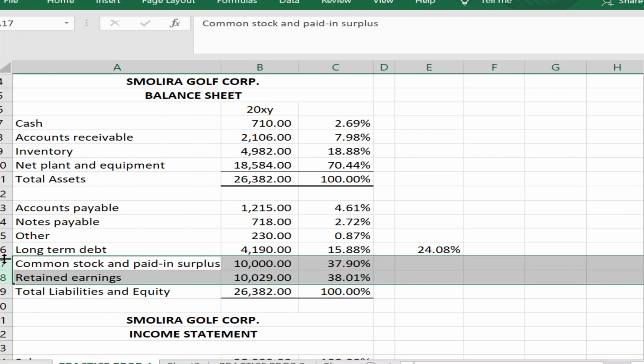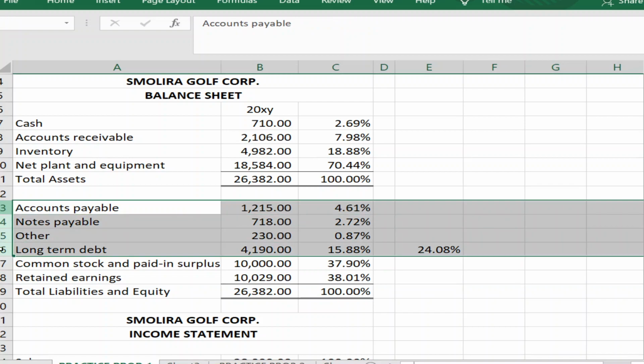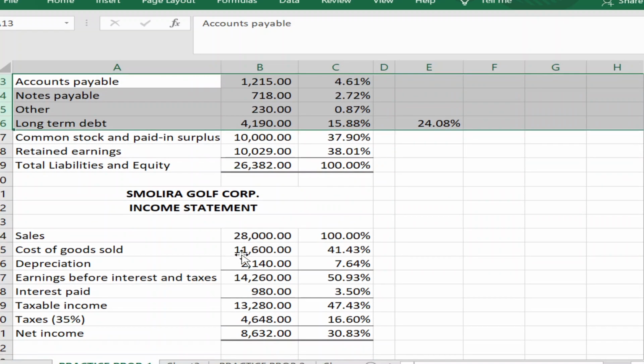So they do not use more borrowings in order to finance their assets. But we can see if this is really true if we perform the horizontal analysis and get the comparison between last year and the current year. So now let's go to the income statement.